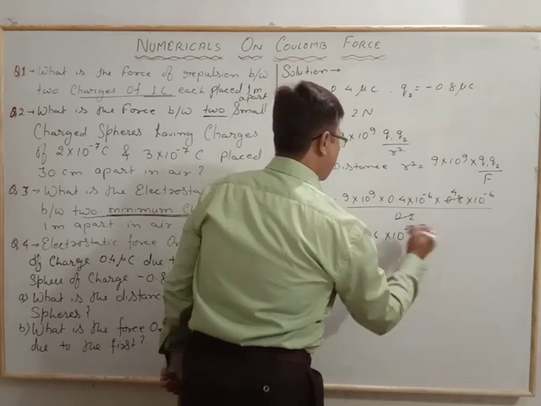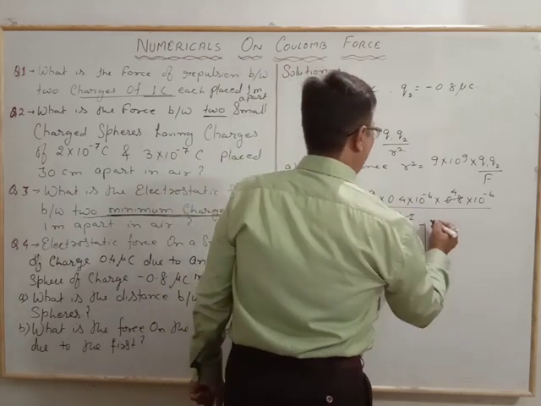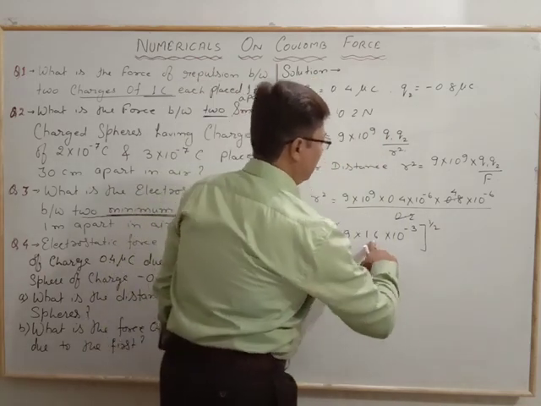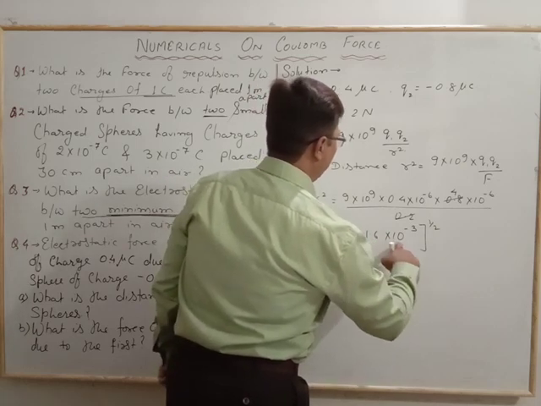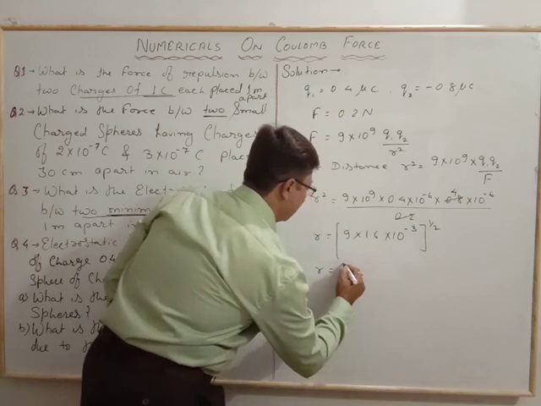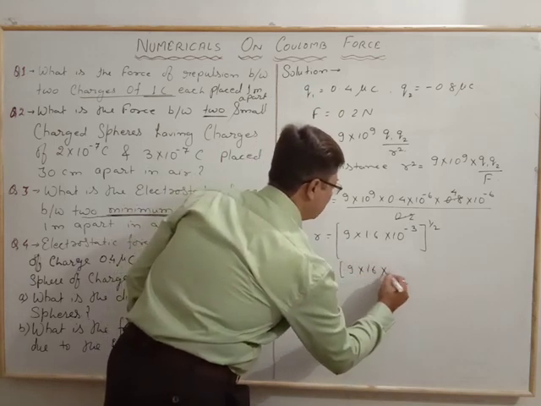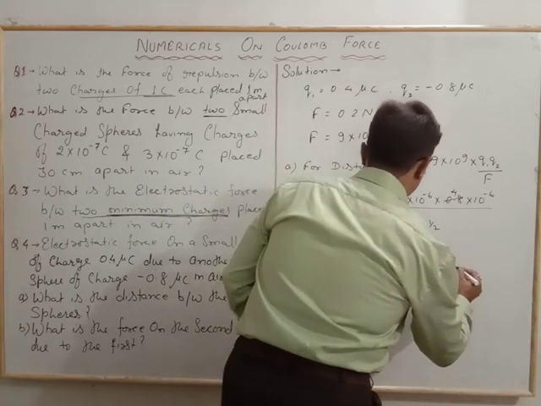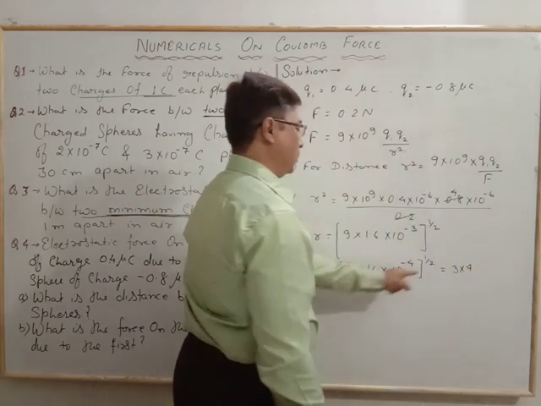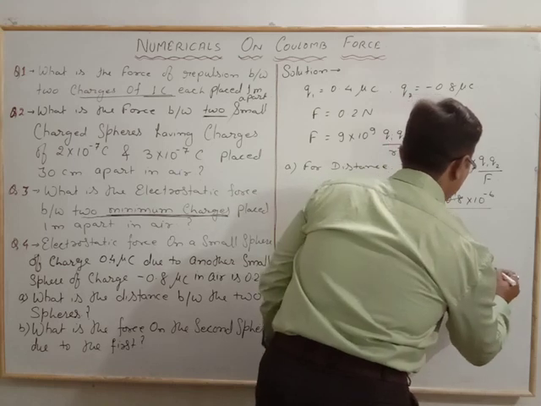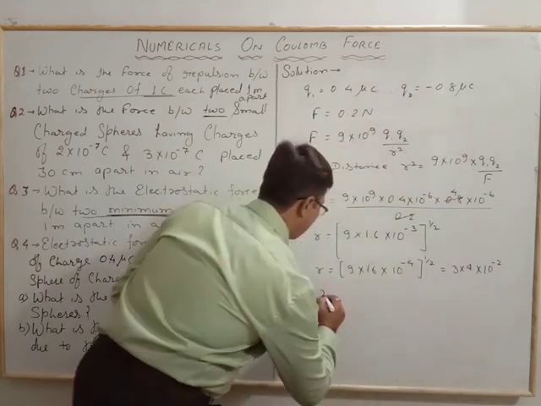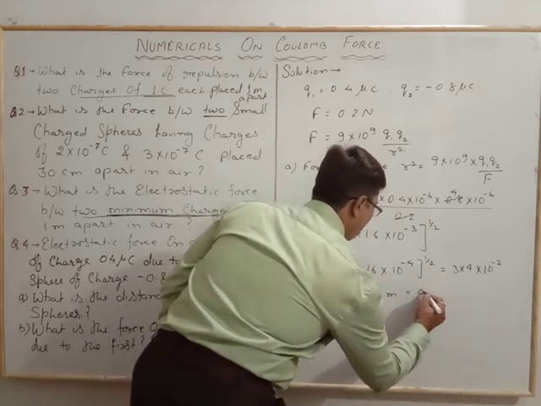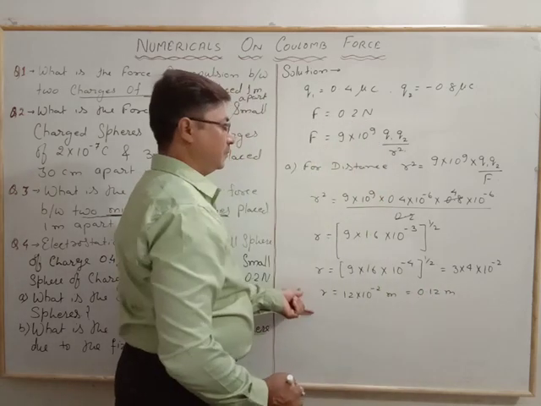Now r becomes the square root of 9 × 16 × 10^-4. We take out 3 and 4 from the root, and for 10^-4 it becomes 10^-2. So r is equal to 12 × 10^-2 meter, or we may write 0.12 meter. That much is the distance we have calculated.